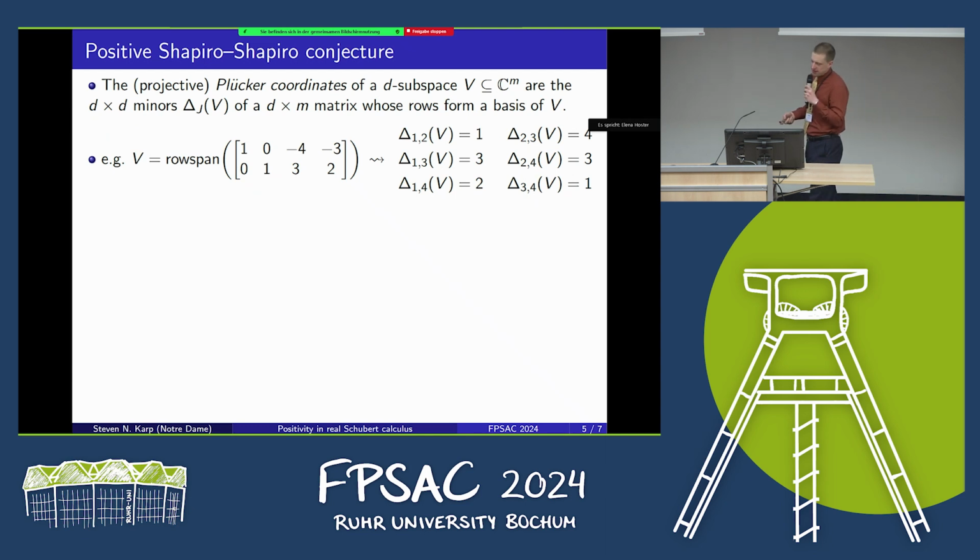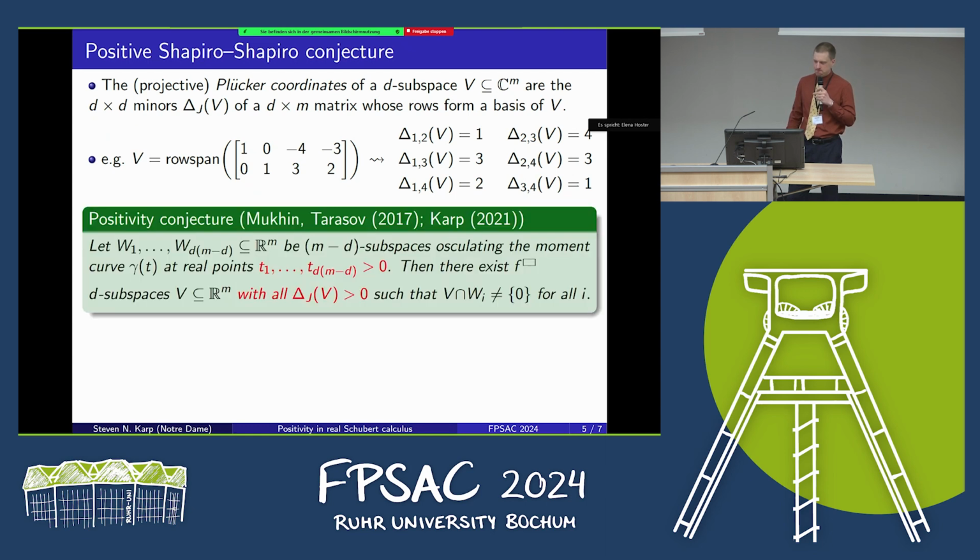So what's going on is that the set of all such V form an object called the Grassmannian, and these Pluecker coordinates endow this Grassmannian with the structure of a projective algebraic variety. Okay, so here's this positive version of the Shapiro-Shapiro conjecture, which is similar to the Shapiro-Shapiro conjecture we saw before. I've just highlighted the new parts in red. Just to clarify, the original Shapiro-Shapiro conjecture was about osculating subspaces, and then for the secant conjecture, we moved to secant subspaces. Now we're going back to osculating subspaces.